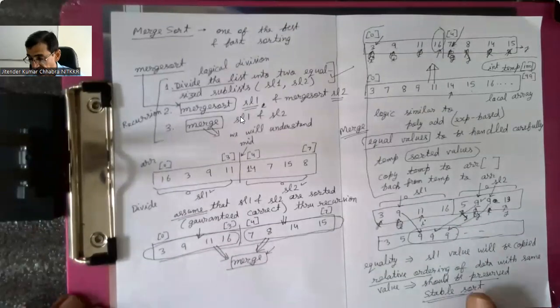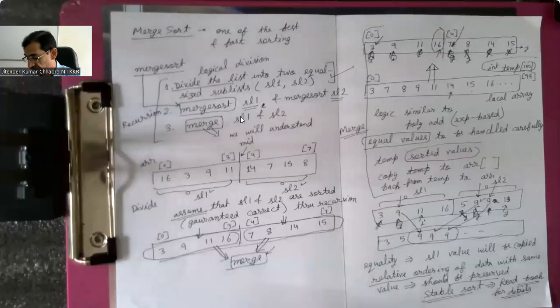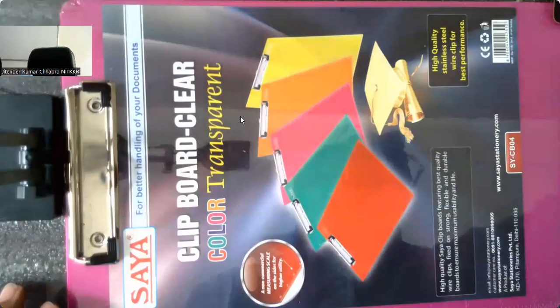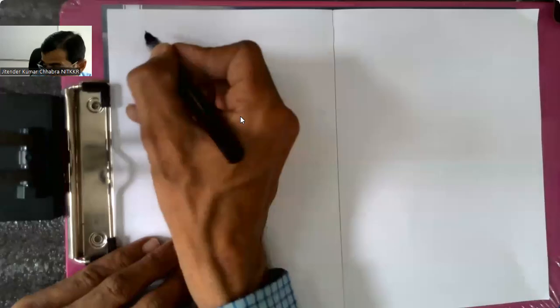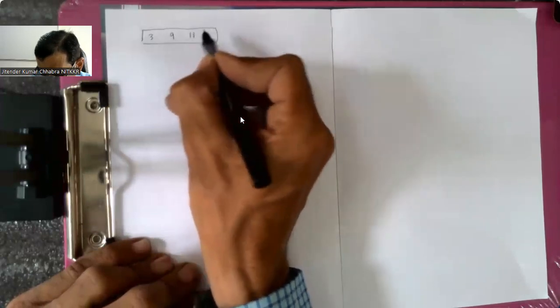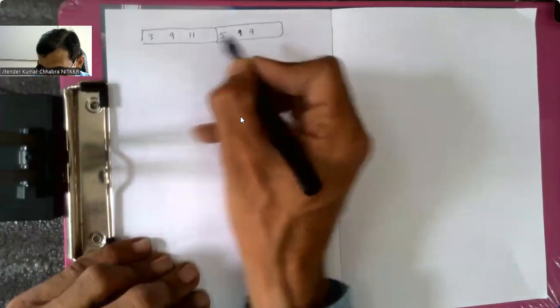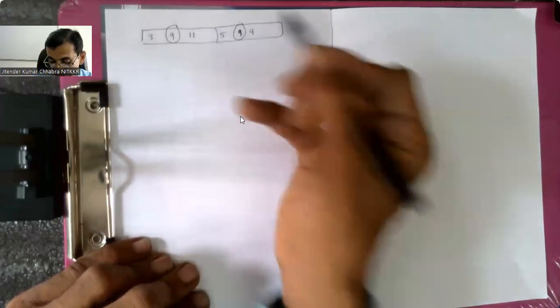Why does stability make a difference? Of course, I would suggest you read the book for more details. You must read the book. But quickly, I will answer your query in a few minutes. Why it is important is simple: for you, probably 9 and 9 meant one and the same thing. But when I say that I had data 3, 9, 11, and so on, and this side I had 5, 9, 9, and so on, for you, this 9 and 9 means same data.